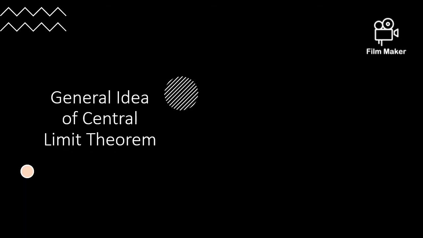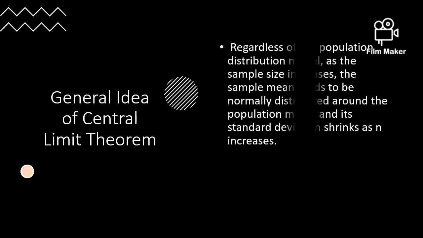General idea for the central limit theorem. Regardless of the population distribution model, as the sample size increases, the sample mean tends to be normally distributed around the population mean, and its standard deviation shrinks as n increases.